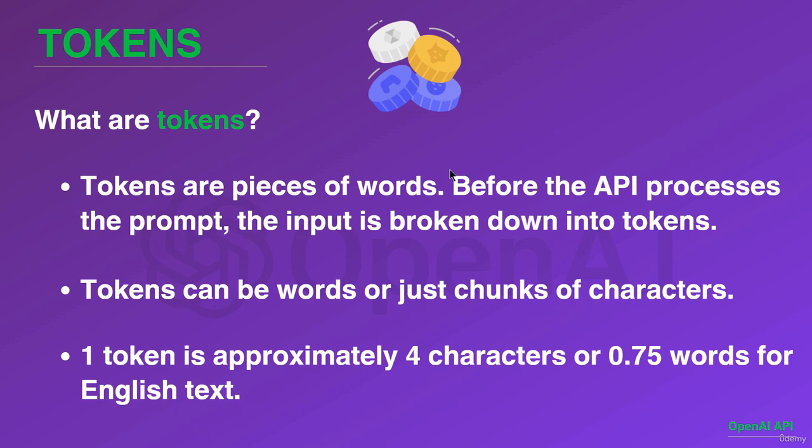Tokens can be thought of as pieces of words. Before the API processes the prompt, the input is broken down into tokens. Tokens can be words or just chunks of characters. As a rough rule of thumb, one token is approximately 4 characters or 0.75 words for English text.